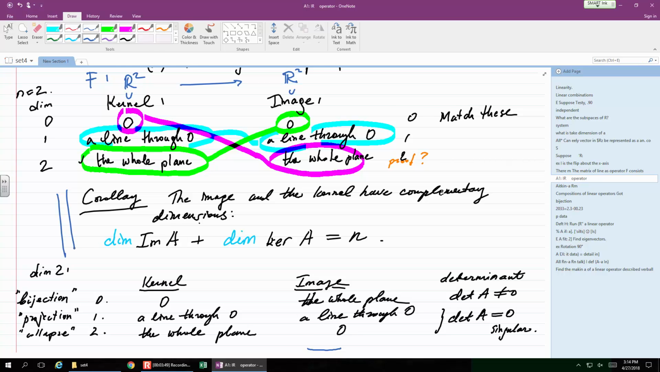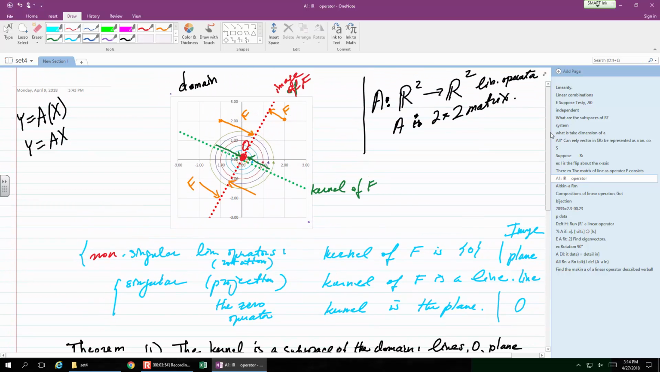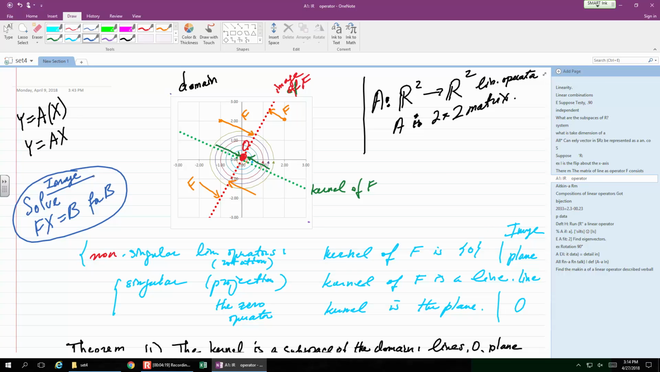So the image, where is that? If I could put it. So the image is: solve f of x equal to b, but not for x, for b. Okay, so that's the idea of the image. To find all possible outputs. So if for a given b you can find x, then that b belongs to the image. Otherwise, it does not.